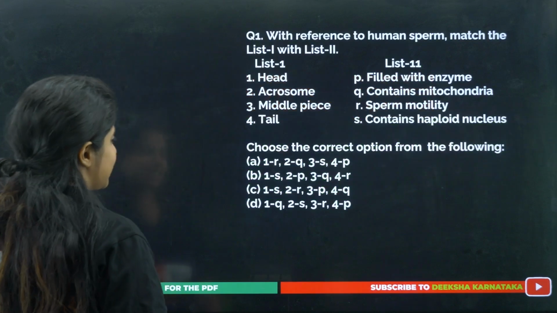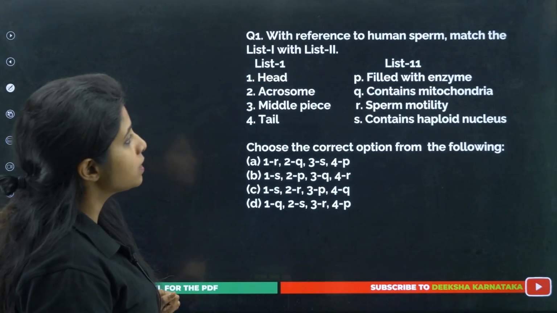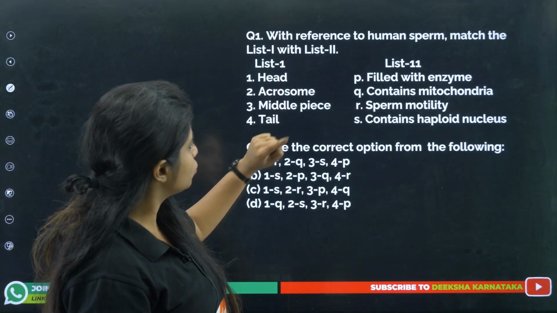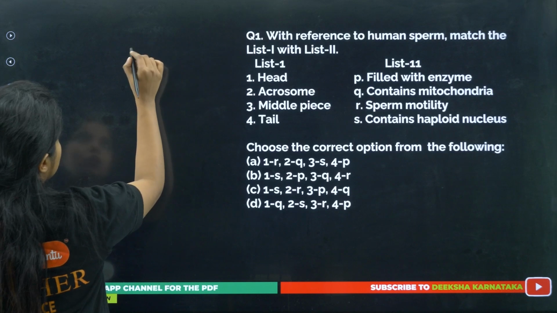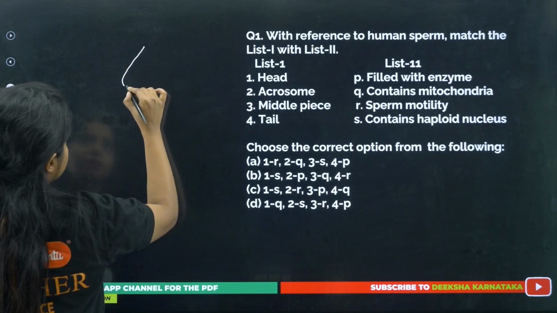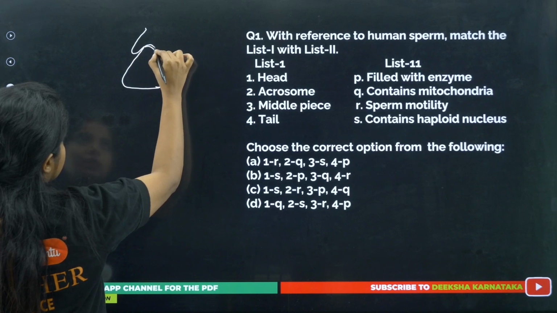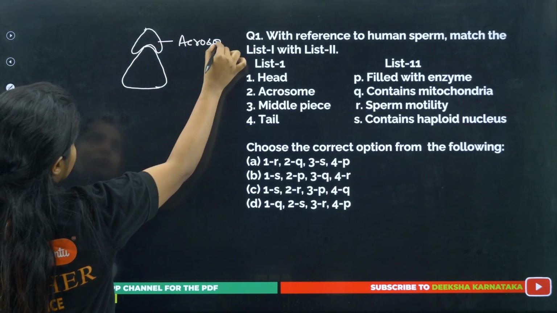So let's get started. The first question: with reference to human sperm, match list 1 with list 2. So head, acrosome, middle piece and tail. I hope you know the structure. Basically it looks somewhat like this, where this region is the head region, and on the top of it there is something like this which is known as the acrosome.